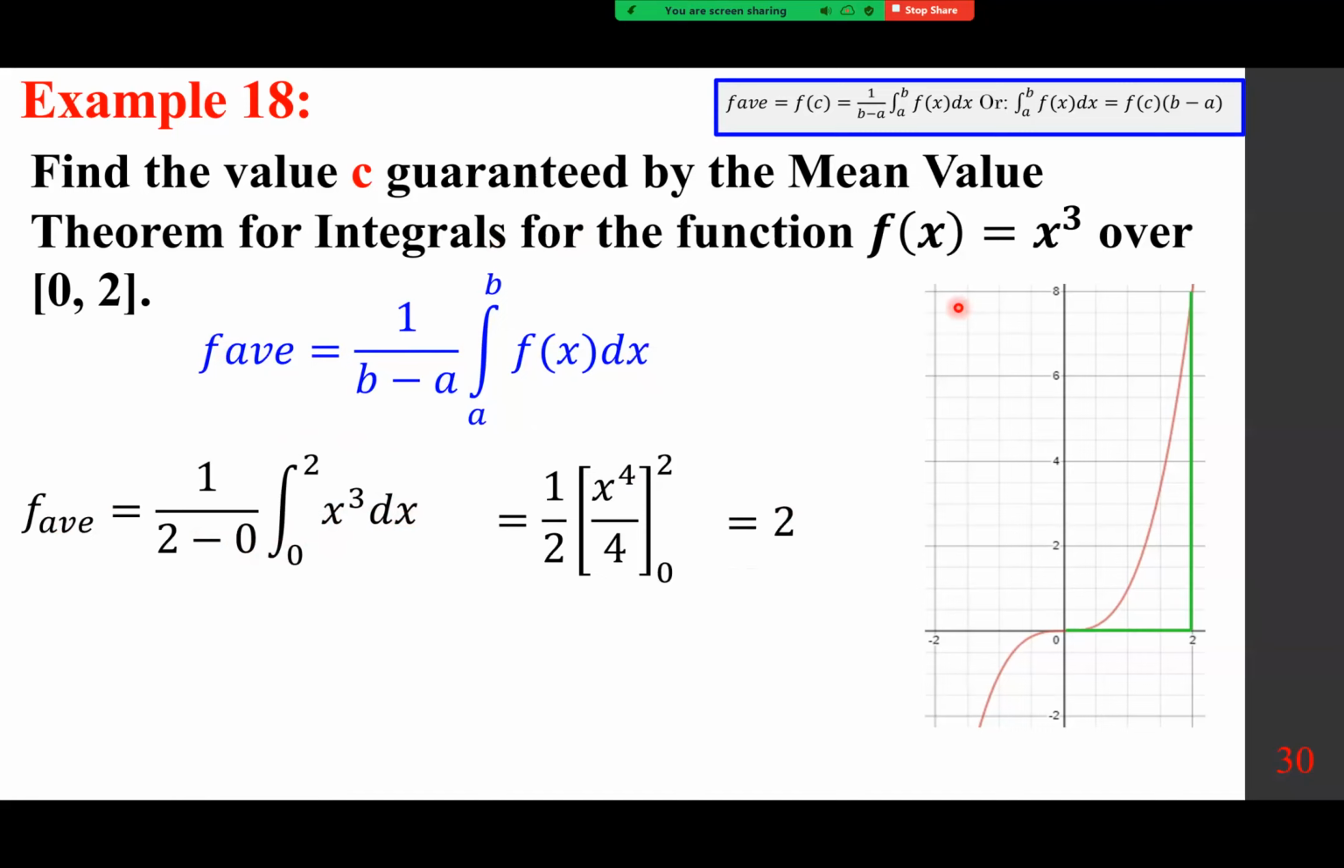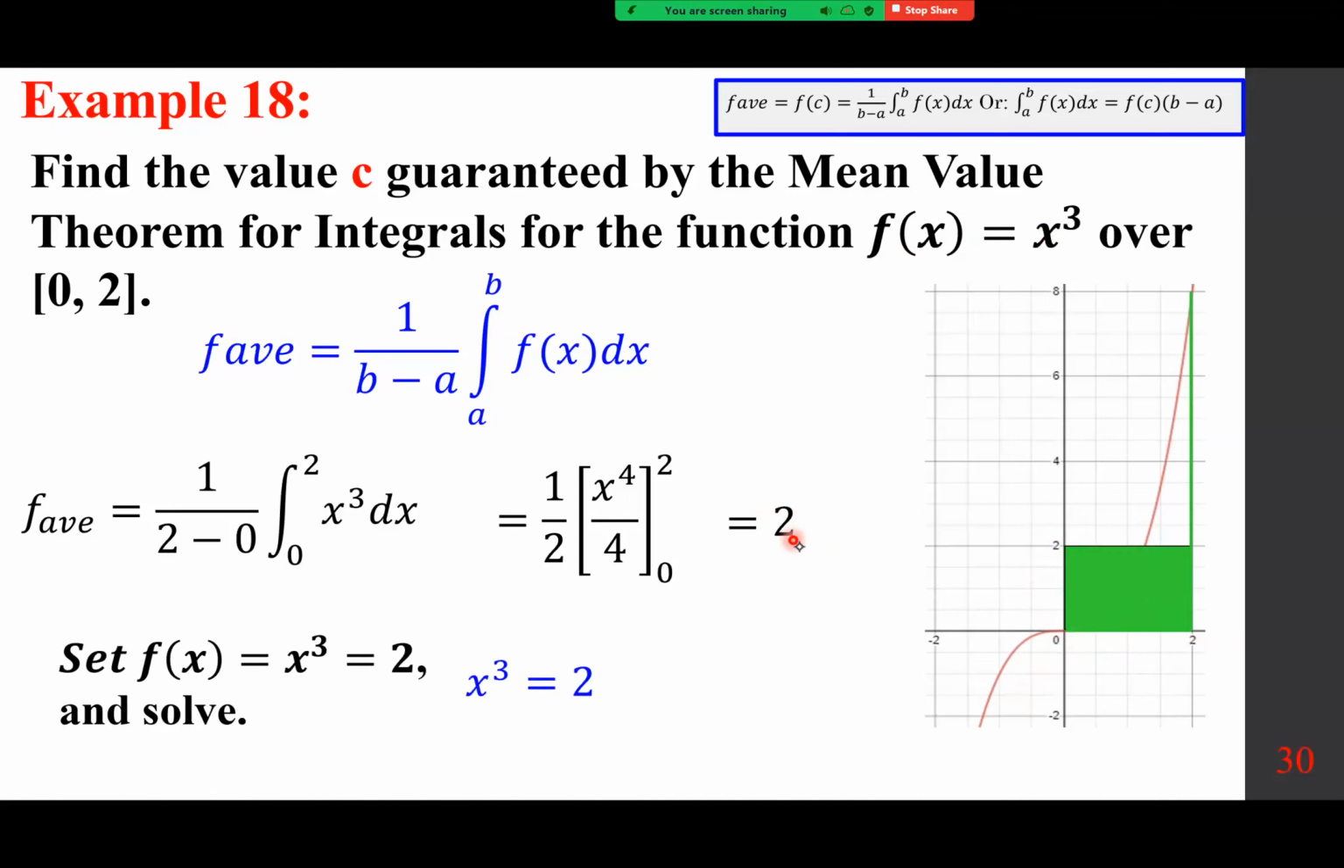So what you want to find, if the f average is 2, you set f of x equal to that to find the x coordinate for that point. So somewhere this f average exists, and remember, the average is 2, so 2 and 2. 2 times 2 is 4. The area under the curve is 4. The area for the rectangle is 4. We write f of x equals x cubed equals the f average. And x becomes the cube root of that.